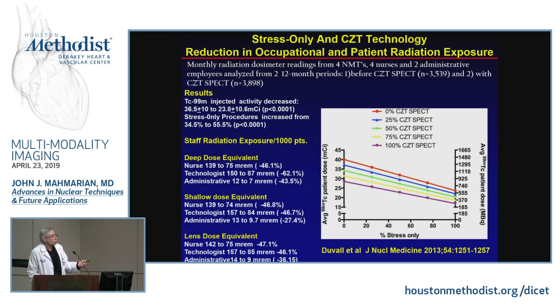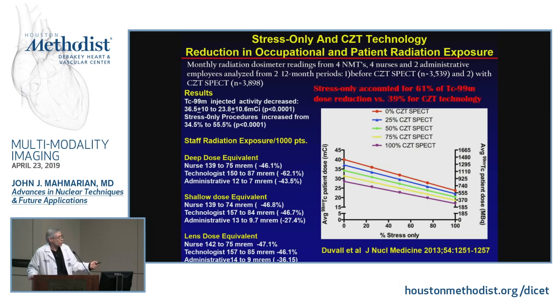This has also been shown in terms of technologists, okay? So if you do stress only with a CZT camera versus background stress rest, and that's what was done in this study, where they did a 12-month period of routine imaging, and then the following 12-month period where they did stress only with CZT, you can see a marked reduction in radiation exposure to not only our patients, but our technologists in terms of deep dose radiation, shallow dose, and dose to the lens, like a 50% reduction in radiation exposure. So another good reason to do stress first.